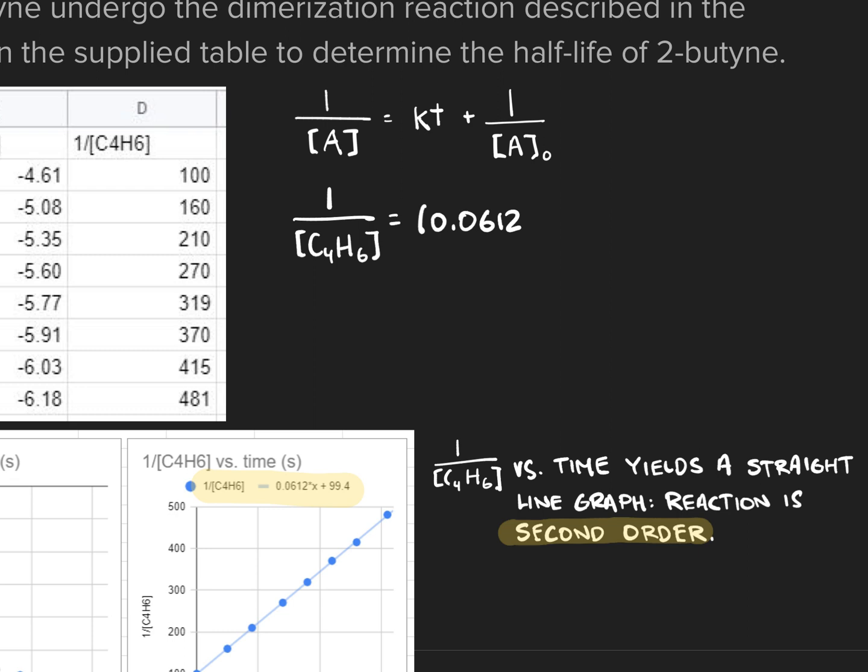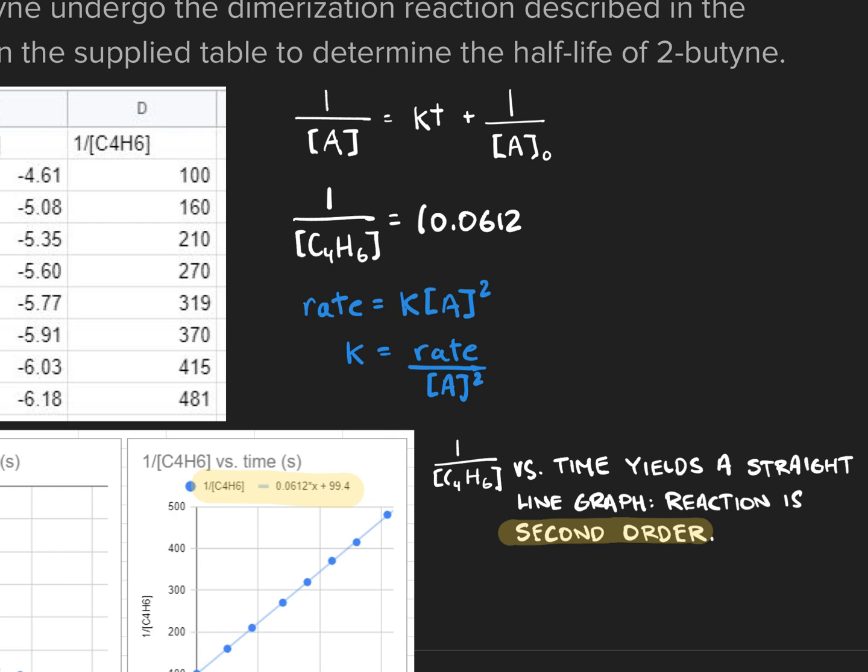Recall that for a second order reaction, the differential rate law would be rate is equal to k times A's concentration squared. And I could then rearrange that equation to solve for the rate constant k. That would give me the value of the rate constant k is equal to the rate of reaction divided by A's concentration squared. And let's then use this to analyze the units.